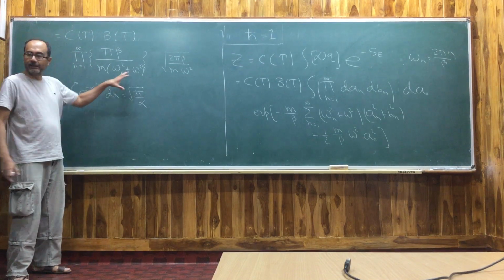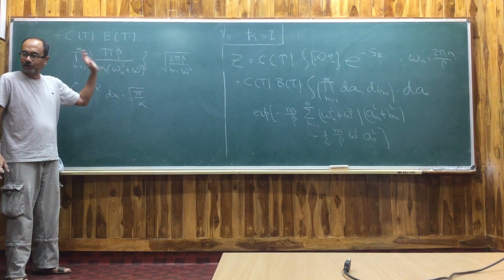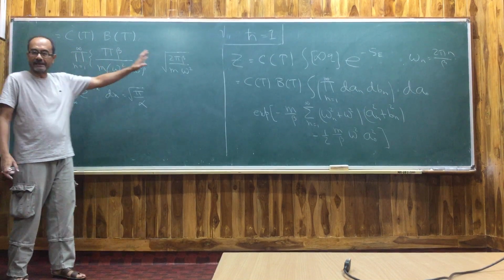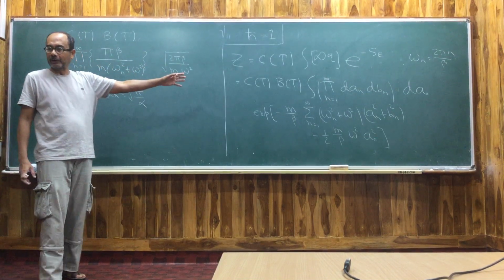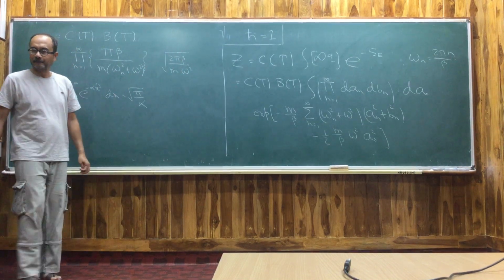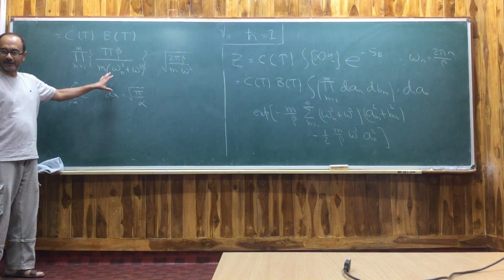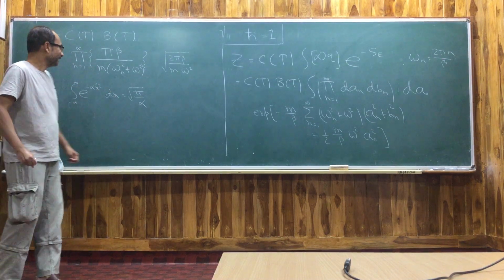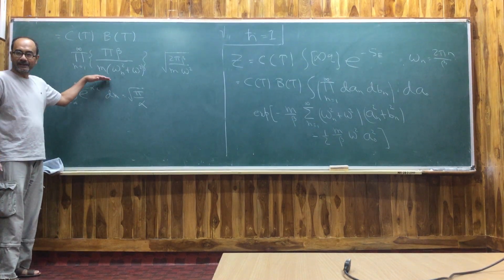So it's not a totally idle exercise to do this, just to reproduce that simple formula that we got from the Hamiltonian formulation, 1 over 2 sinh of beta omega by 2. We'll eventually get there, but it will take a while. So this is okay so far?